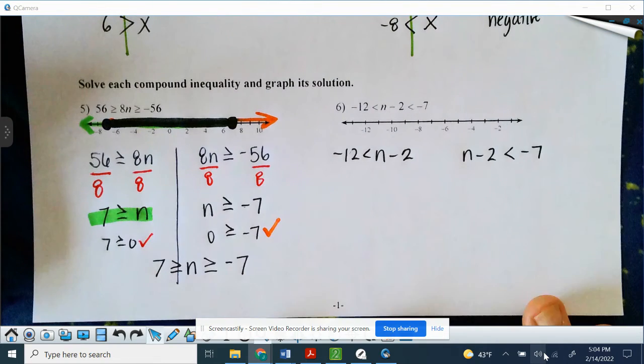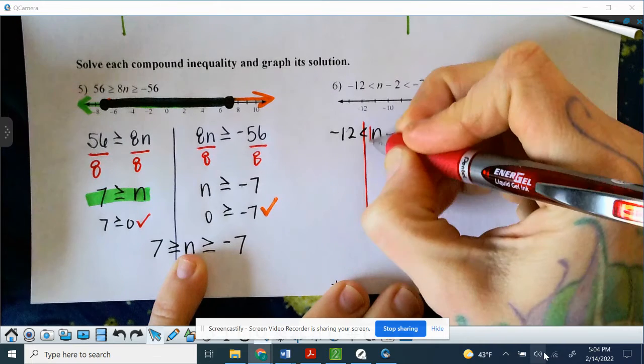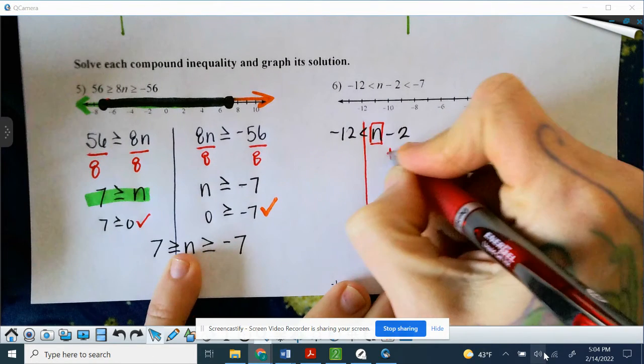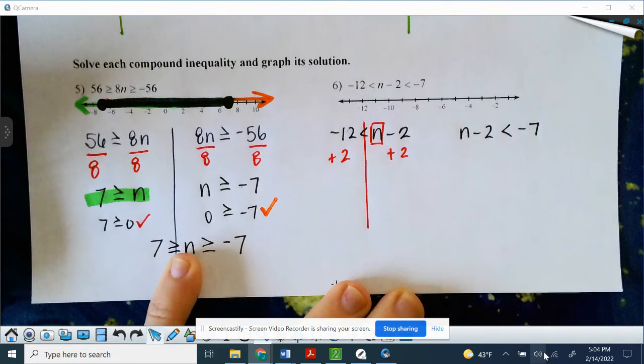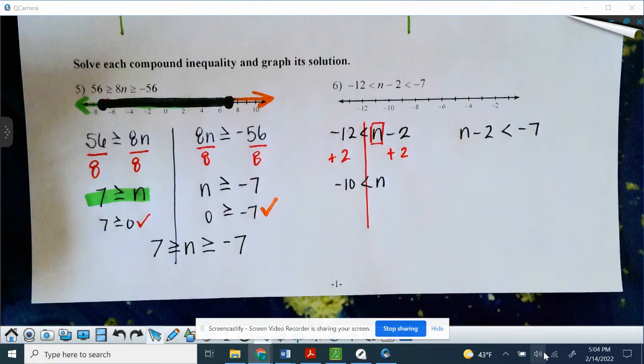All right, we're going to solve the first one. We need to get n by itself. So we are going to add 2 to both sides. So I have negative 10 is less than n. Did not use the golden rule of inequality. We did not divide or multiply by a negative, so everything's perfect. We're just solving like a regular equation and carrying down our symbols.